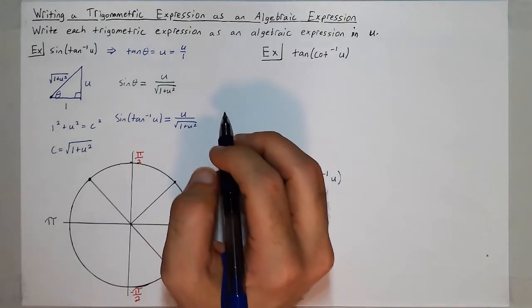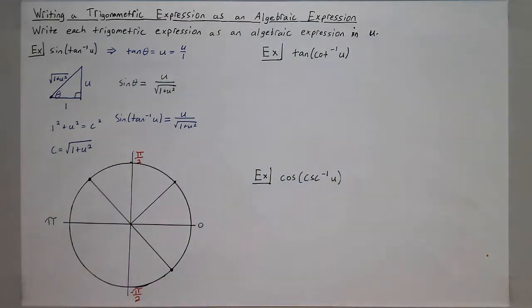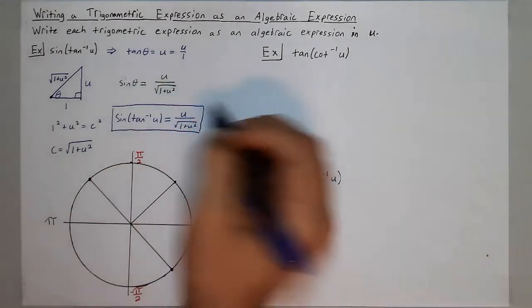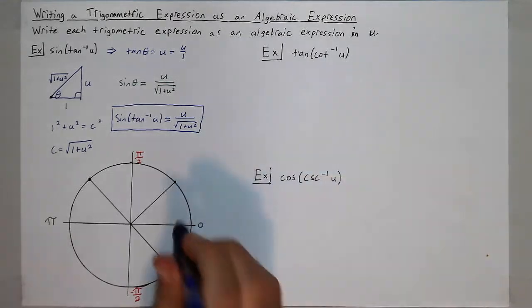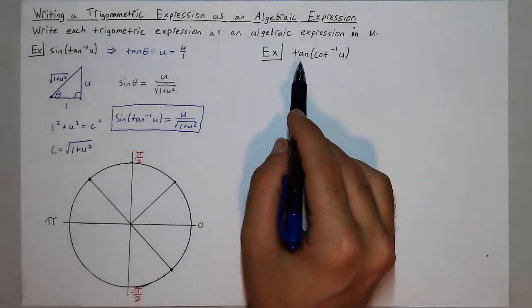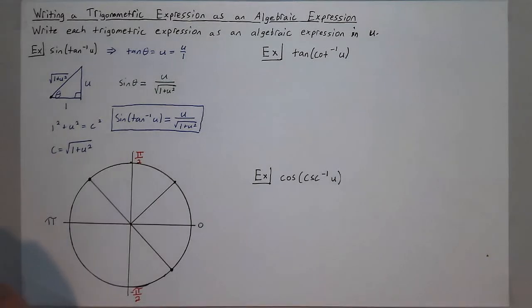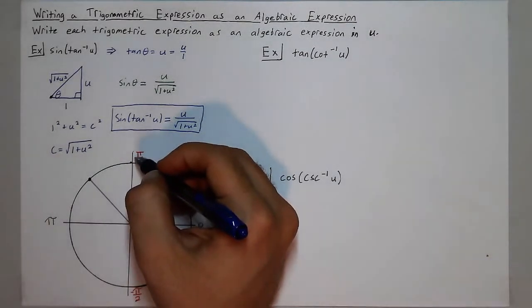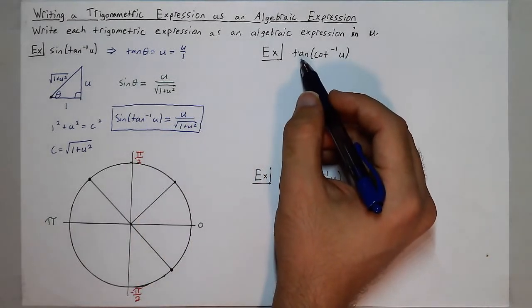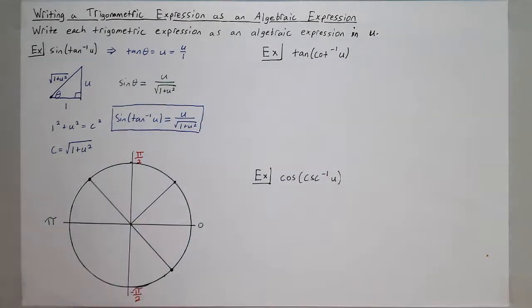So next we're going to look at tangent of cotangent inverse of u. So again, cotangent inverse uses values from 0 to pi, and from 0 to pi, tangent can hit all sorts of values, both positive and negative, so I don't have to worry about any sort of sign change. But I do have to be worried about at pi over 2, tangent is undefined. So I need to make sure in my expression that if I were to get pi over 2, it would count as undefined.